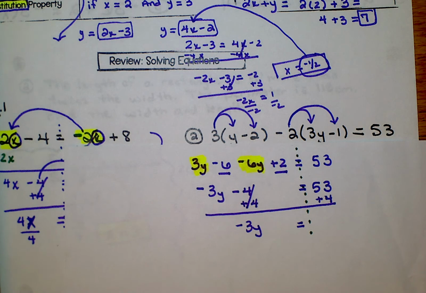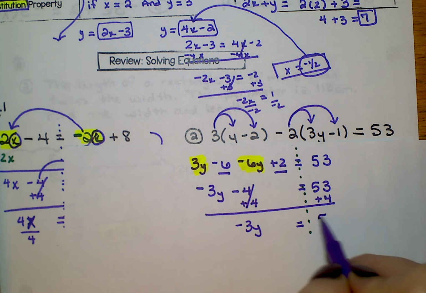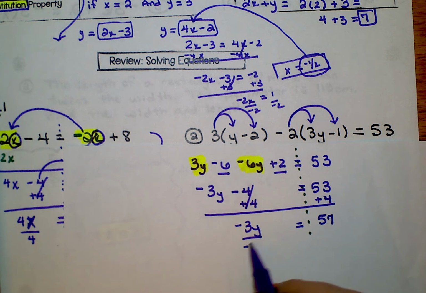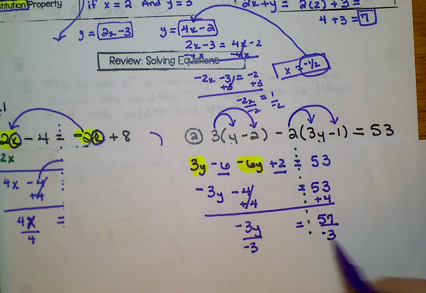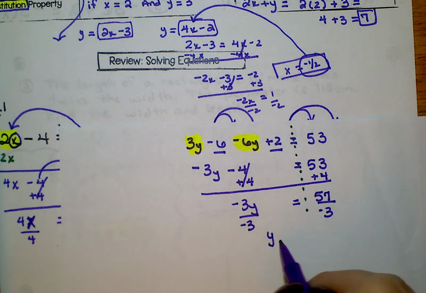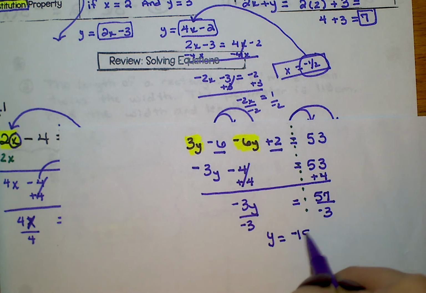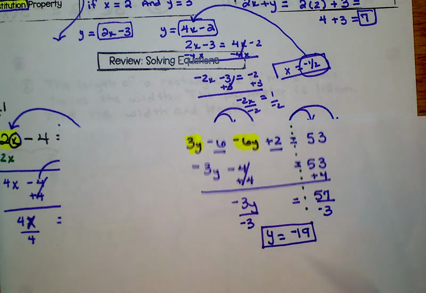So now add 53 plus 4. Divide that by negative 3. And you should get negative 19 for your answer.